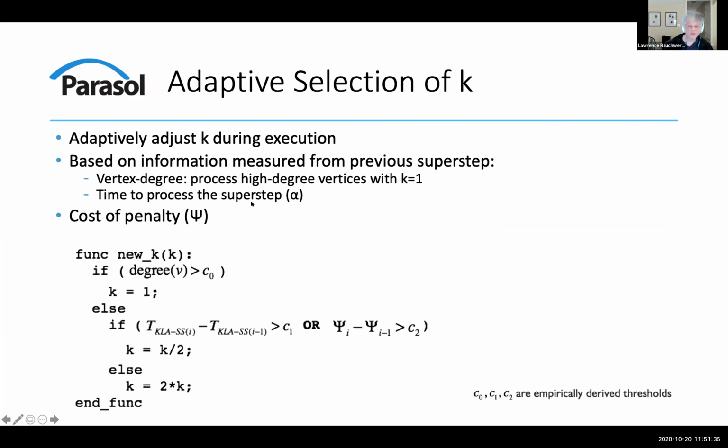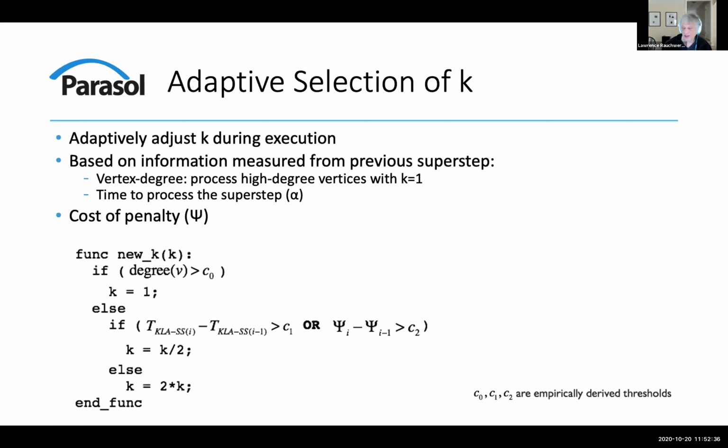We can try to model it theoretically some more, and it's all written up in the paper. However, there is a more adaptive system that we have figured out, which is actually more practical. If the degree is larger than some constant, then K is equal to one. If you have a power-law graph that has a lot of edges going out of very high-degree vertices, then there is no point in having asynchronous computation. Else, if the degree is not that big, then we compare the time for the previous step with the current step. If the ratio is larger than a certain threshold, then we halve K, else we double it.